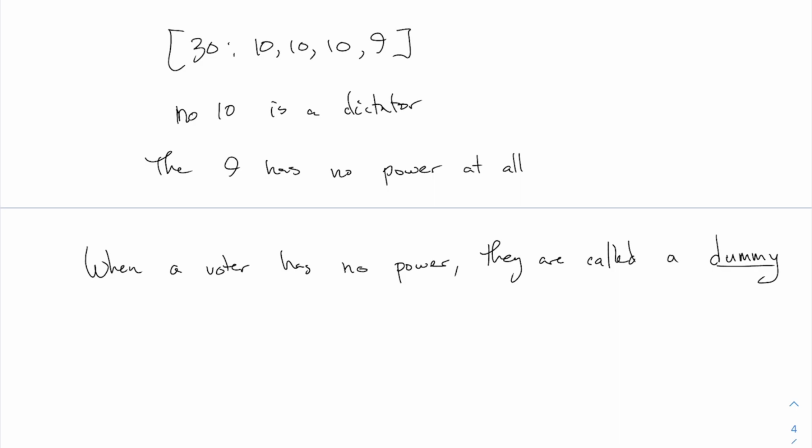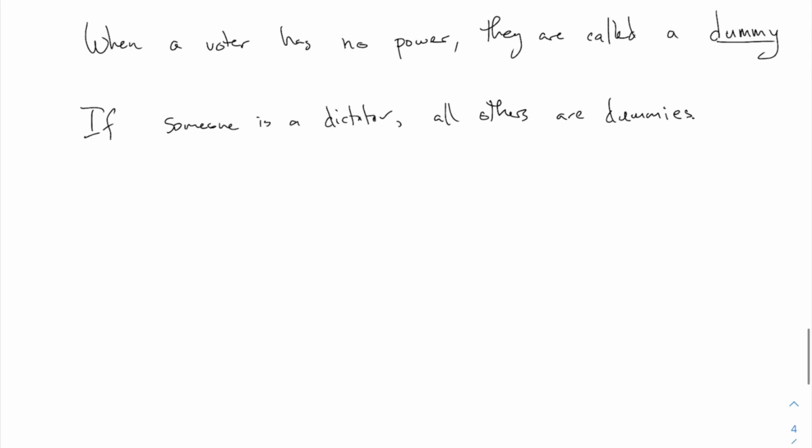A dictator is easily identified because if you see one of the numbers bigger than the quota, that's a dictator. But a dummy is harder to say. You have to look carefully here and realize that there is no way that this 9 can have any contribution. All right? One thing you can say is if someone is a dictator, then automatically all others are dummies, right? Because if there is a dictator, they have all the power and nobody else has any power, which means everybody else must be a dummy.